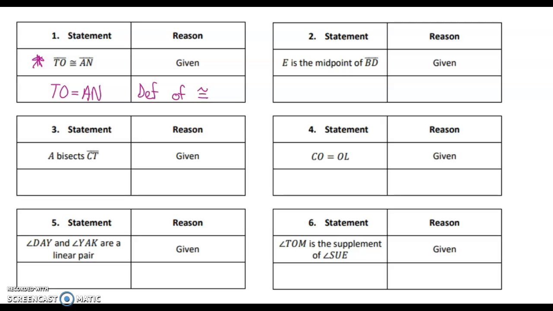And you can use symbols and abbreviations. And remember, when we do equals, we don't have the segment symbol. We do have the segment symbol when it's congruent. So we need to get better at that. All right, let's look at number 2.